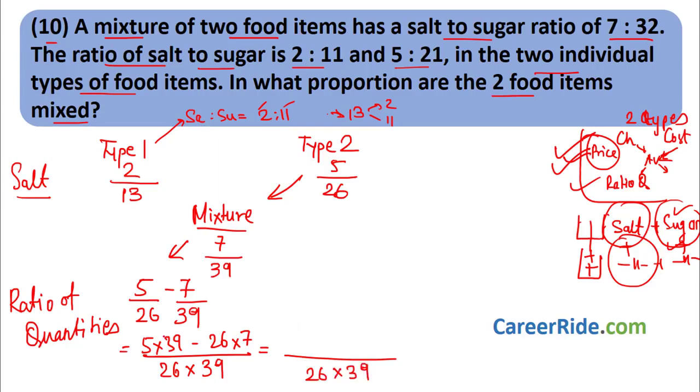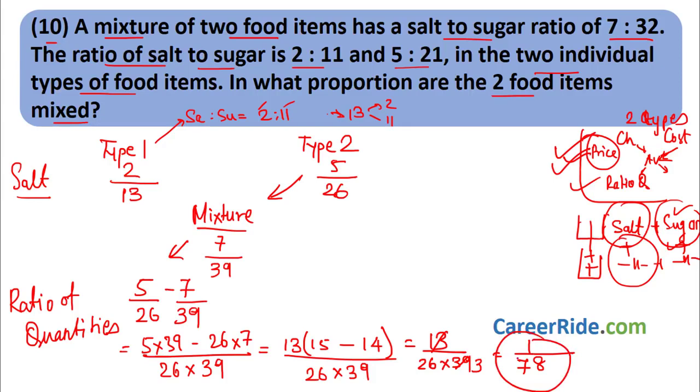Okay, so take 13 common from here. What will you get? 13 into 3 is 39, 5 threes are 15. 13 into 15 minus 13 twos are 2 into 7 is 14. That would be 13 upon 26 into 39. 13 threes are 39, you will get 1 upon 78. Okay, 1 by 78 is over here.